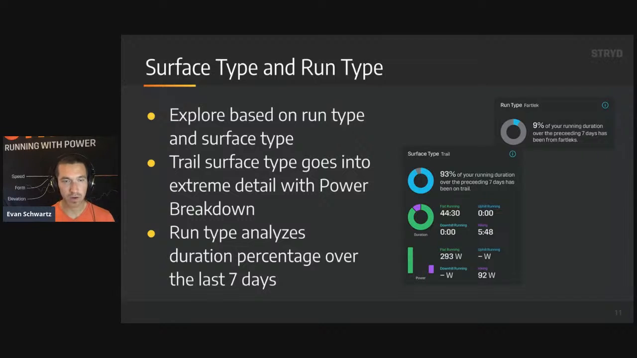For run type, it'll analyze the duration percentage over the last 7 days. So we can see the other example here, the run type fartlek. We can see 9% of this athlete's running duration over the preceding 7 days has been from fartlek. So we can start to get a general idea of not only the different types of runs we're doing, but the actual surface types that we are running on.